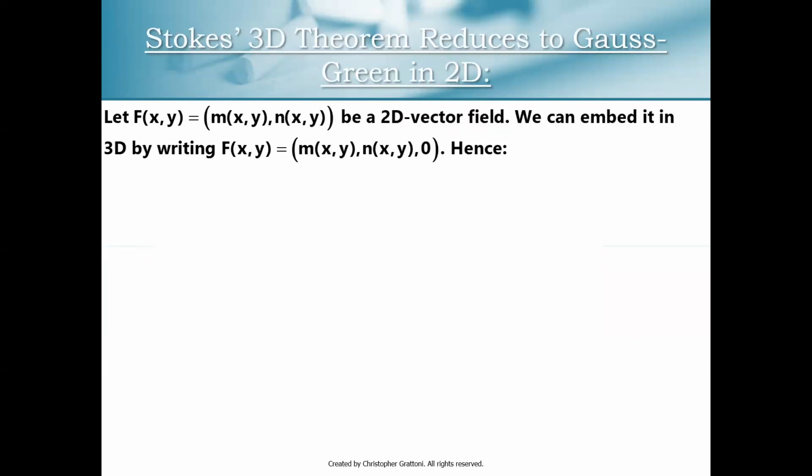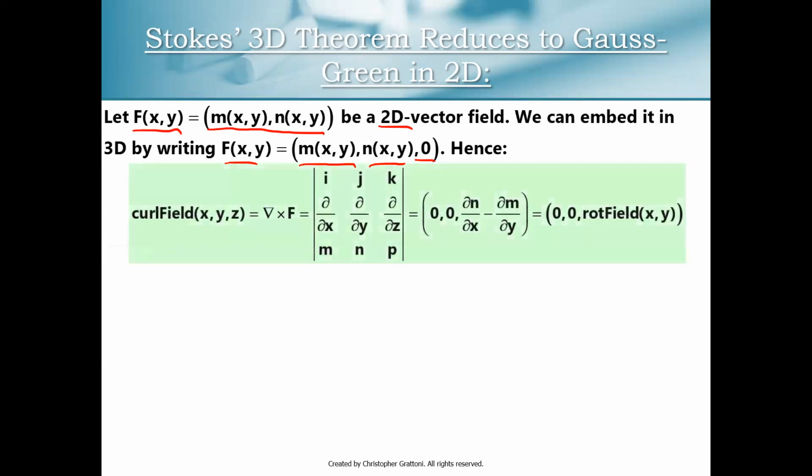One other thing I should point out is Stokes theorem in 3D actually reduces to the Gauss-Green theorem when we're talking about the xy plane, when we're talking about two-dimensional space. So if you think back on stuff you previously knew, you might have a vector field m comma n in two-dimensional space. We can embed that in three-dimensional space. We could write F as m comma n comma 0, and that would be an embedding of m comma n within three-dimensional space. Basically just contain all your rotation to the xy plane.